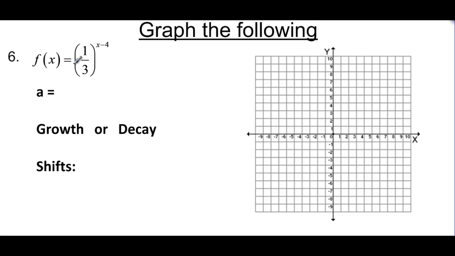Let's look at our last example. Okay, again, this is going back to where there's no number in front, so my a is 1. I'm multiplying by 1/3. Since it's less than 1, it's decay. And now I don't have any d value, but I'm shifting right 4.